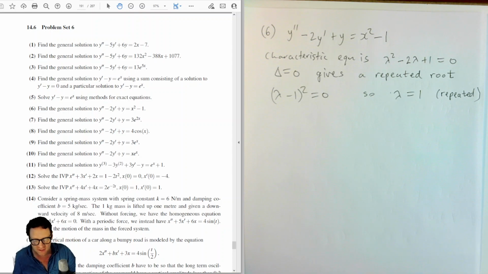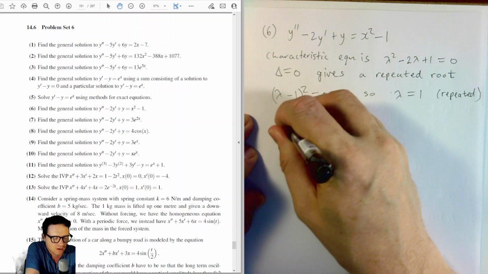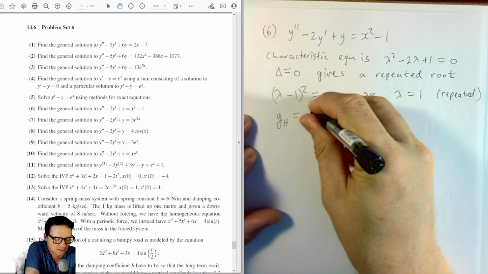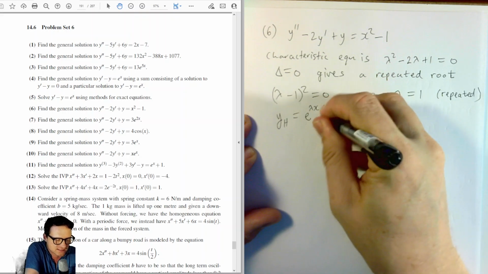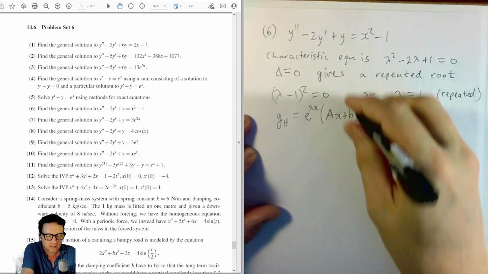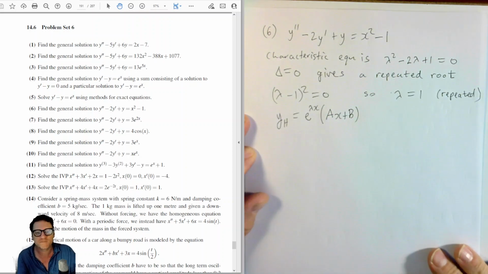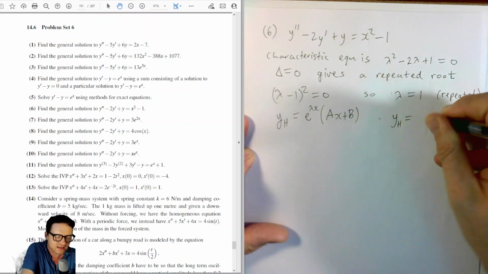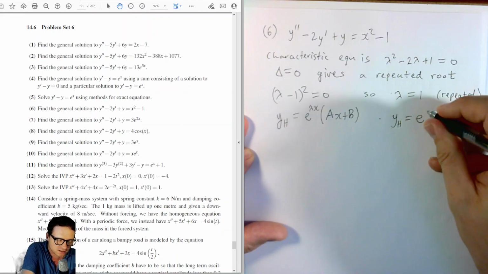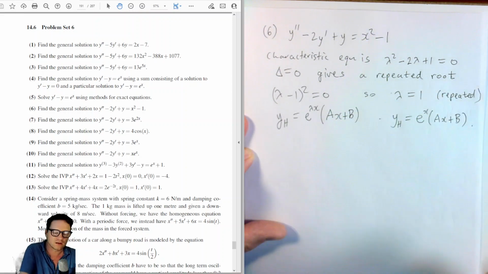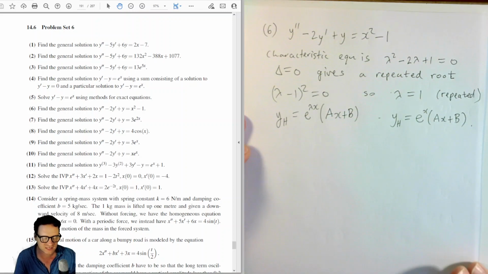Now, how do we express our homogeneous solution when we have a repeated root? Well, we have y homogeneous is equal to e to the power of that lambda we got times x, and then outside of that we have ax plus b. Let's put an uppercase B there. Okay, so we have it looking like this. So y homogeneous then is e to the power of 1 times x, so e to the x, and then times ax plus b.